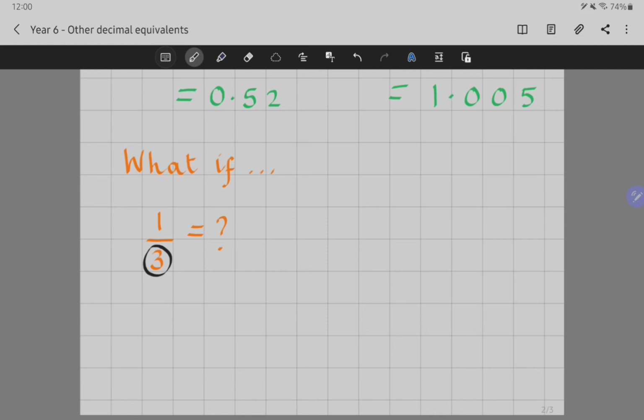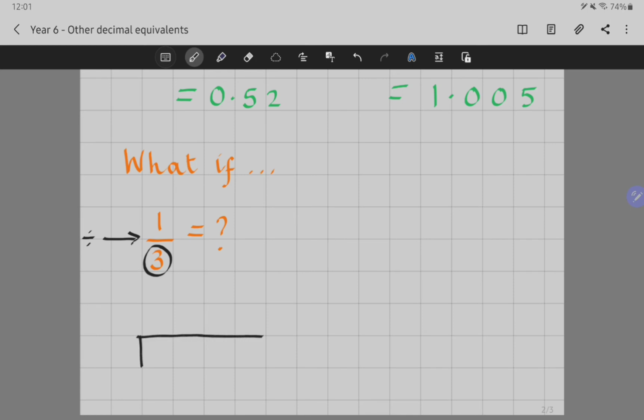Well, we need to think about what a fraction actually means. This line in a fraction actually means divide. We've got 1 divided into 3 equal parts. That's what it actually means. 1 divided into 3 equal parts. So I can do a bit of division to help me find the answer. So I'm going to do some short division.